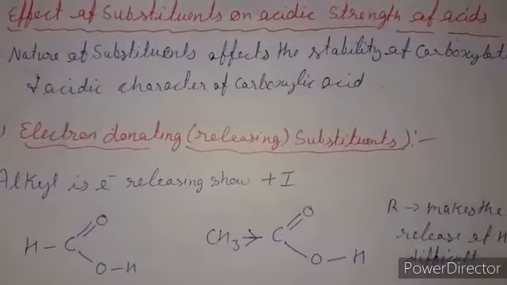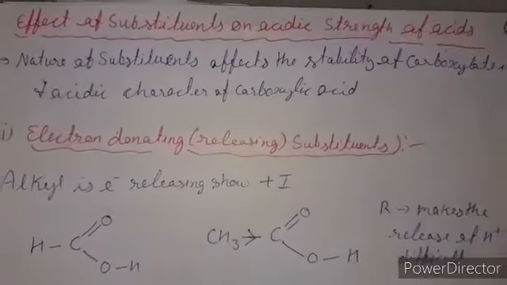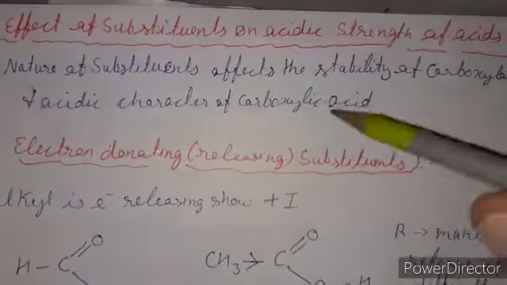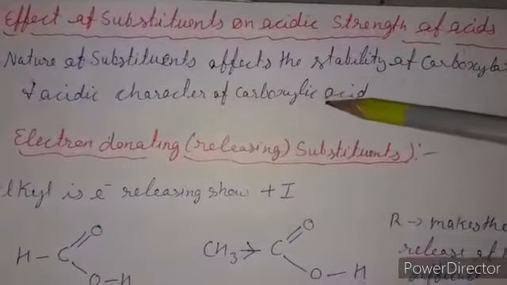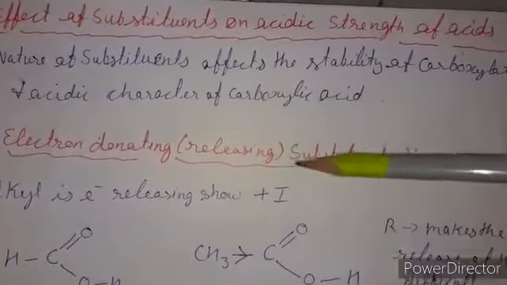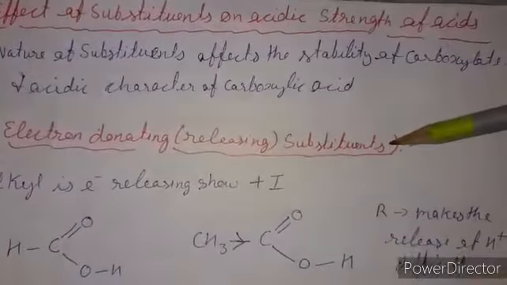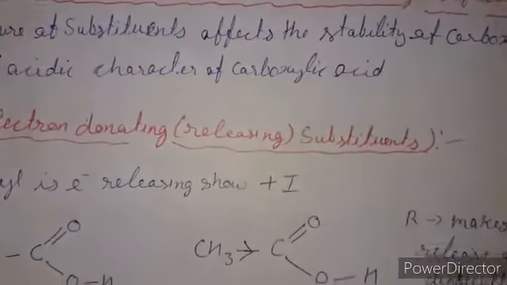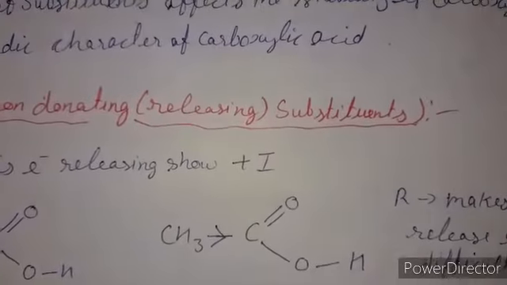pKa value is equal to minus log of Ka. The greater the value of pKa, the weaker the acid. The smaller the value of pKa, the stronger the acid. Now we discuss the nature of substituent that affects the stability of the carboxylate ion and the acidic character of carboxylic acid. There are two types of substituent which we already learned: electron donating or electron releasing substituent, and the second one is electron withdrawing. First we discuss how an electron donating or releasing substituent affects the acidic character of carboxylic acid.